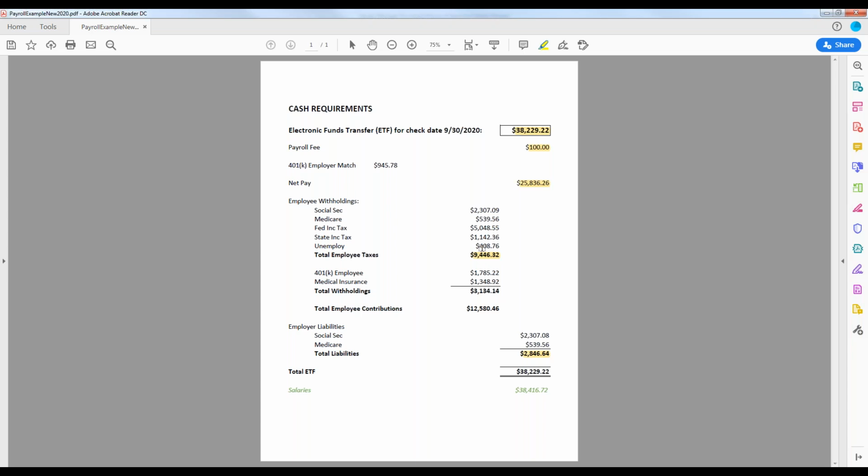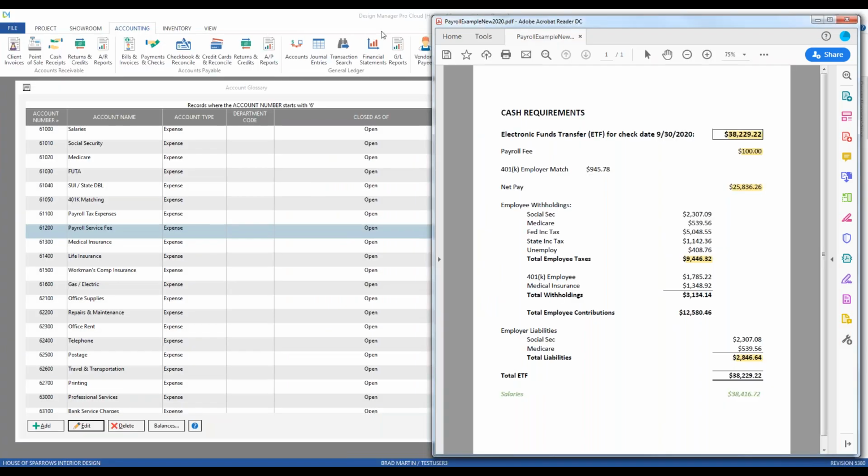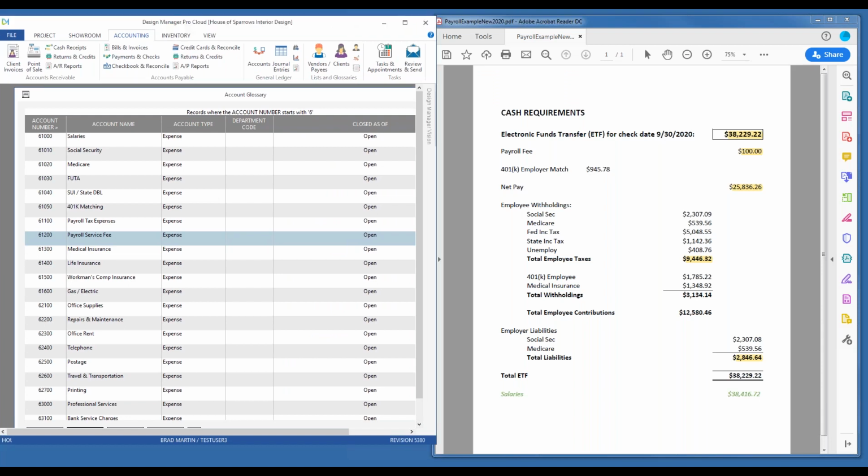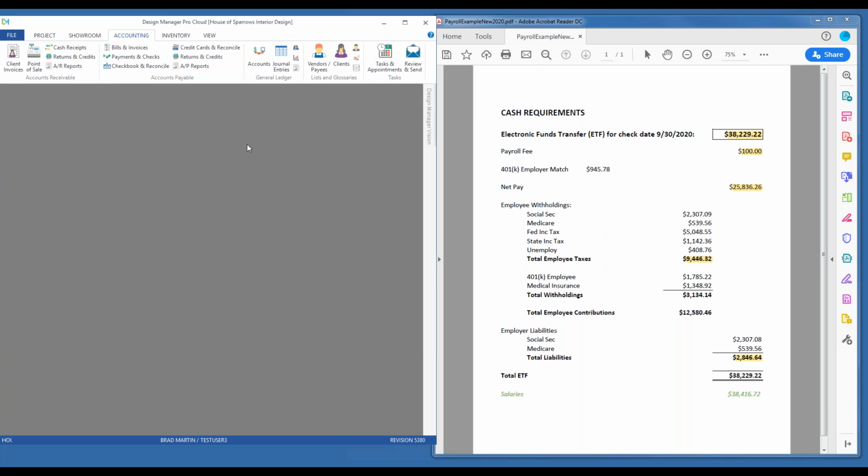We have a lot of numbers here, and it's very easy to get them right into the software to record your payroll. And let's see. Let's see if we can get both of these on at the same time. And there we go. Okay. So we have our cash requirements on our right-hand side, and we have our Design Manager on our left-hand side.